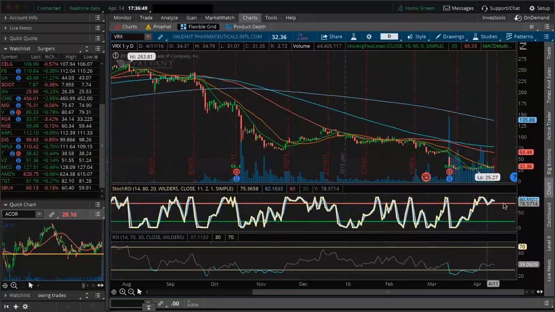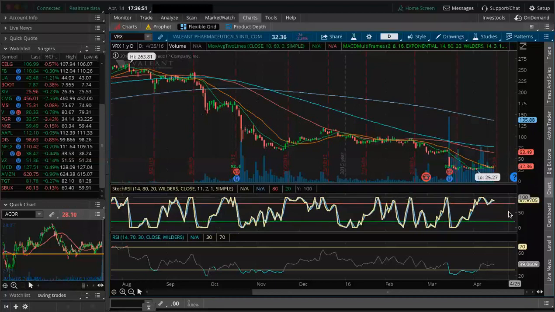For the stochastic RSI, when something is over 80, it's overbought, and when something is under 20, it's oversold. And for the basic RSI, when something is over 70, it's overbought, and when something is under 30, it's oversold.